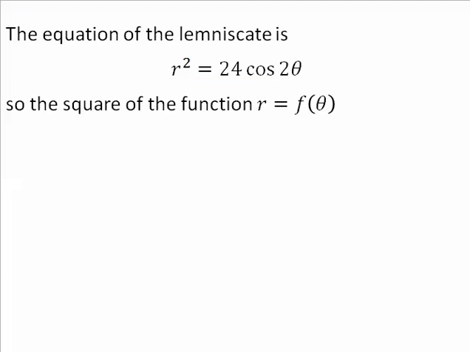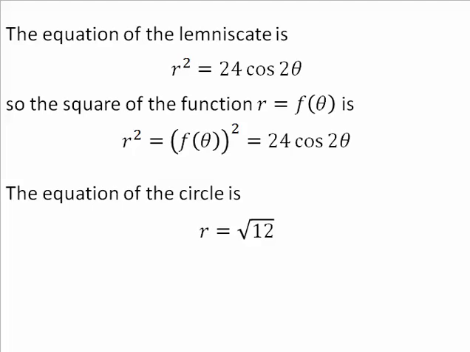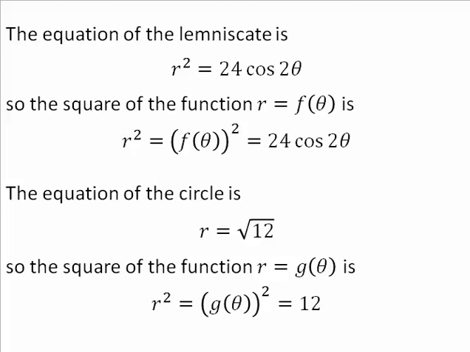The equation of the lemniscate is r squared equals 24 cosine 2 theta. So the square of the function r equals f of theta would be r squared equals f squared. So f squared is 24 cosine 2 theta. That's a little confusing. Hopefully I cleared that up for you. Meanwhile, the equation of the circle is r equals radical 12. So the square of r equals g of theta is r squared is 12. So g squared is 12.